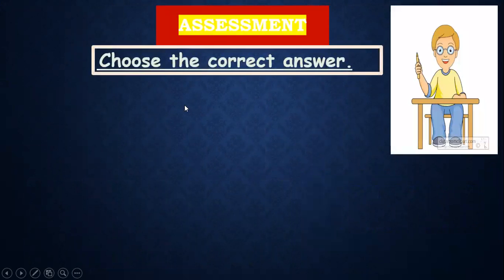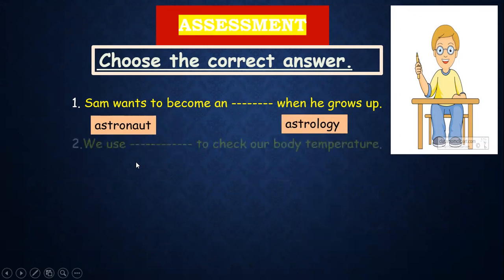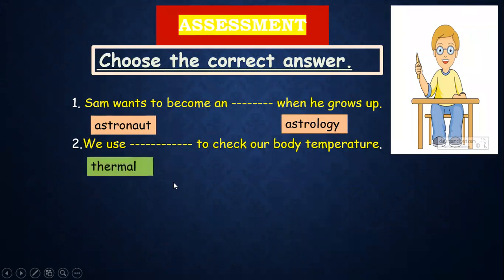Assessment. Choose the correct answer. Sam wants to become an N dash when he grows up. Your options are astronaut or astrology. We use dash to check our body temperature. Thermal or thermometer.